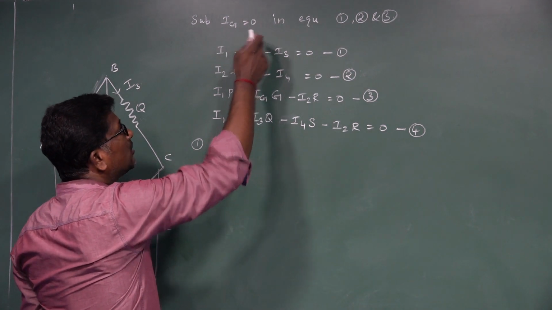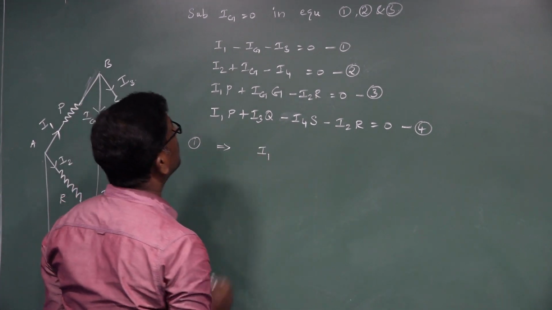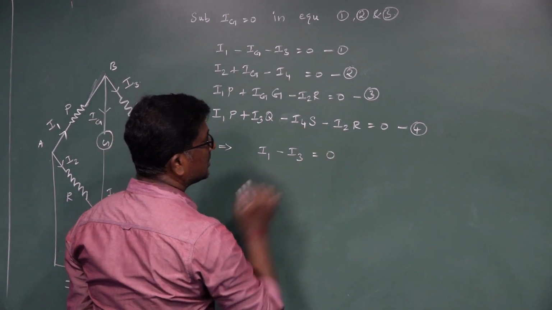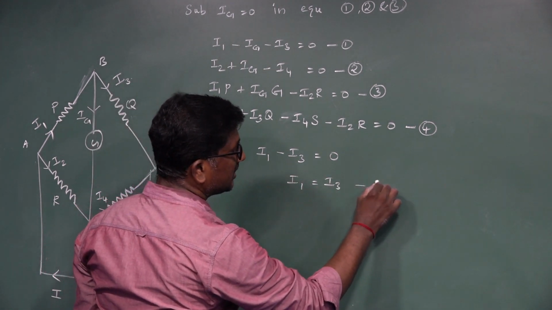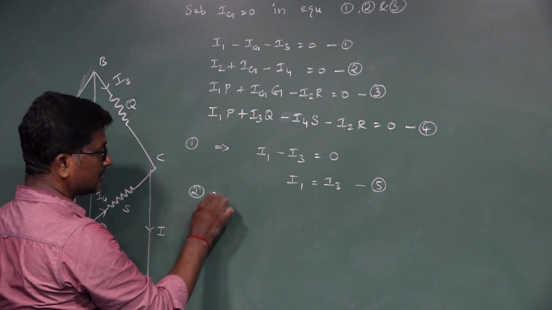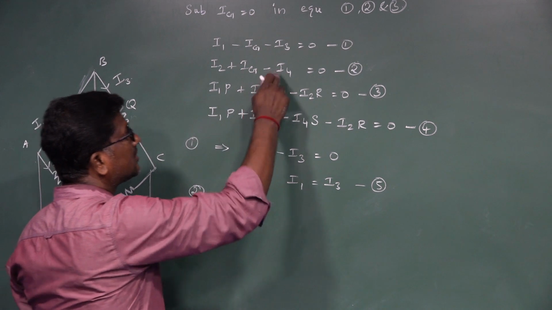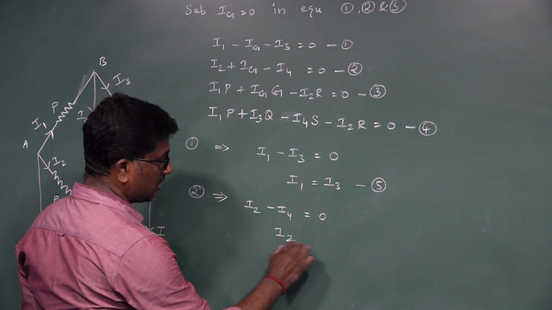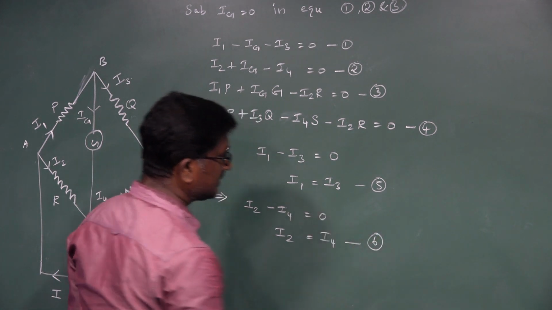substitute Ig equal to 0 in equation number 1, then equation number 1 becomes I1, the Ig value is 0, so leave it, minus I3 equal to 0, or I1 equal to I3. So this is equation number 5. Next, equation number 2 becomes I2, the Ig value is 0, so leave it, minus I4 equal to 0, or I2 equal to I4. So let it be equation number 6.